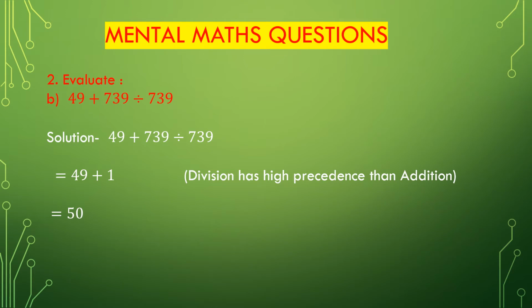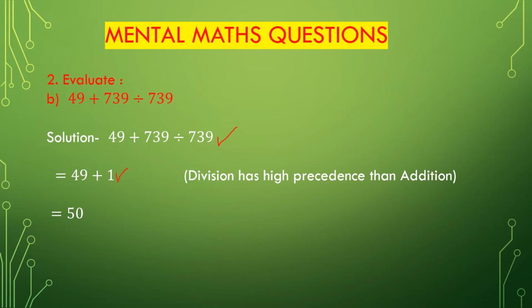Now we'll solve question number second, bit B. 49 plus 739 divided by 739. Division has higher priority than addition. So first we divide 739 with 739. 739 divided by 739 equal to 1. We know when we divide a whole number by that same whole number, we get the number 1 only.